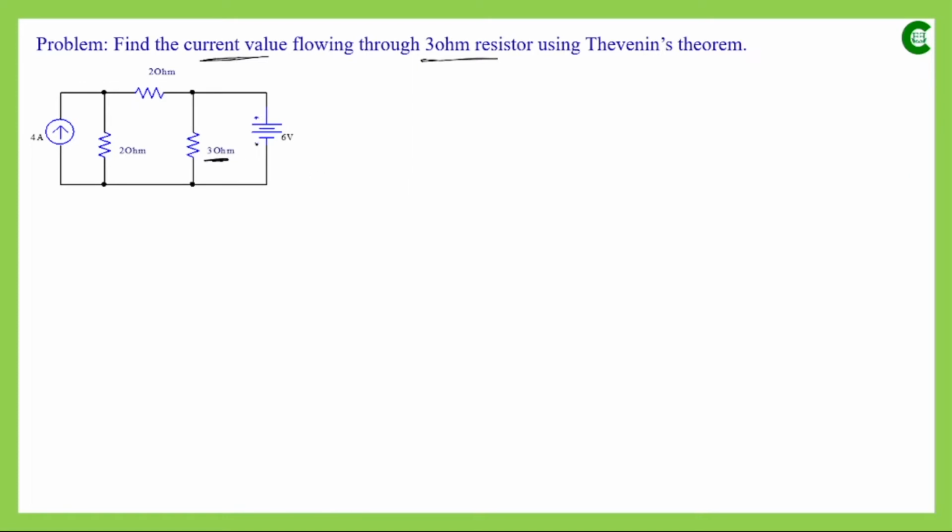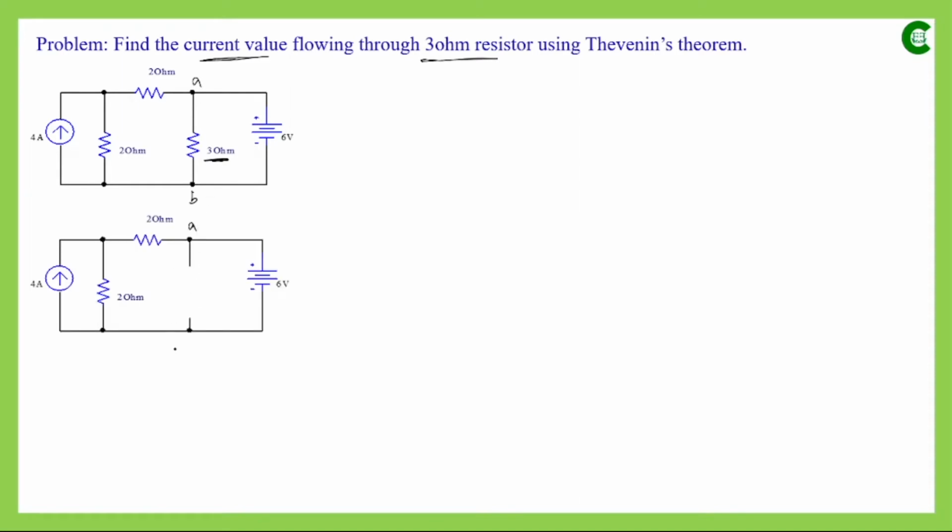So what we have learned is that in the first step we remove the concerned resistor or load resistor. So these are our terminals across which this load resistor is connected. First we will remove or disconnect that load resistor. So now the modified circuit will look like this. It will create an open terminal here.